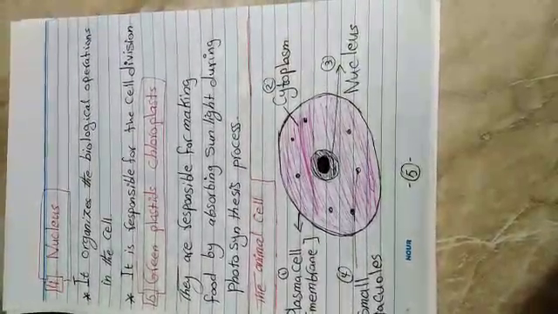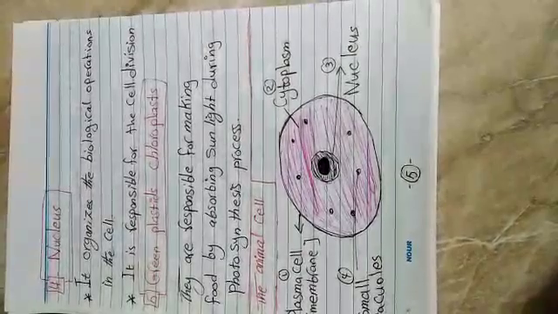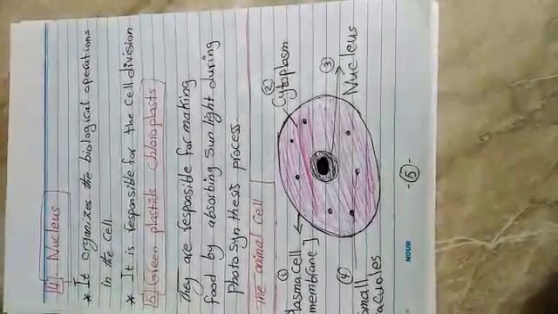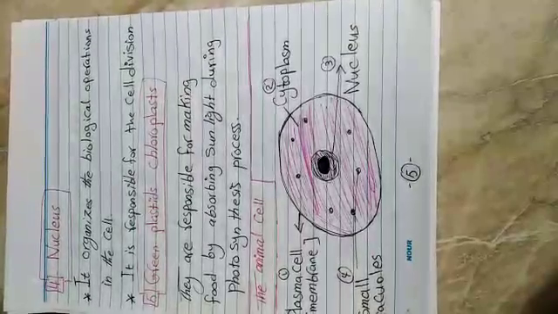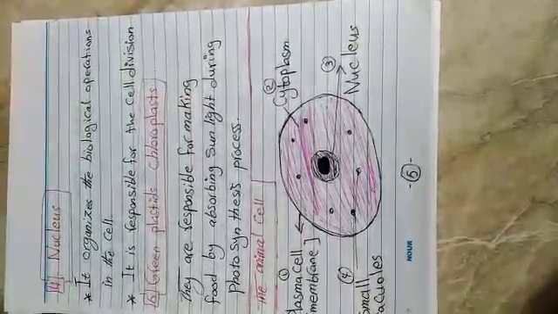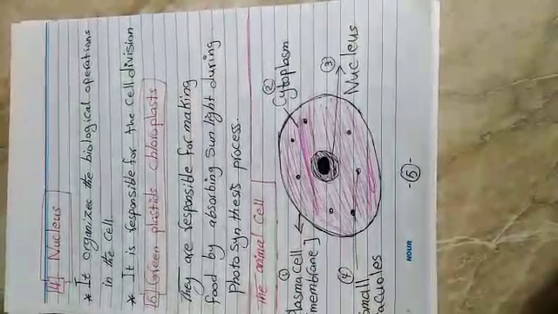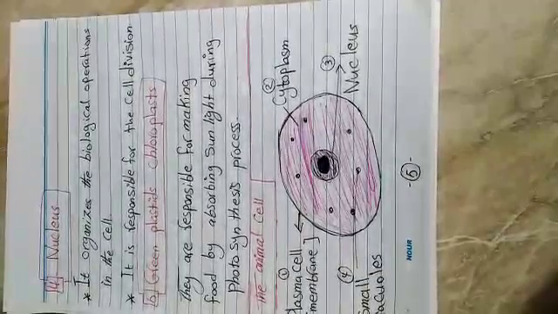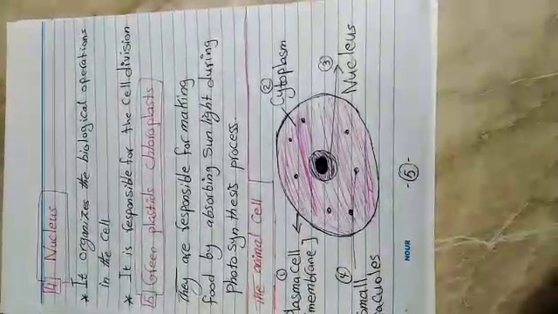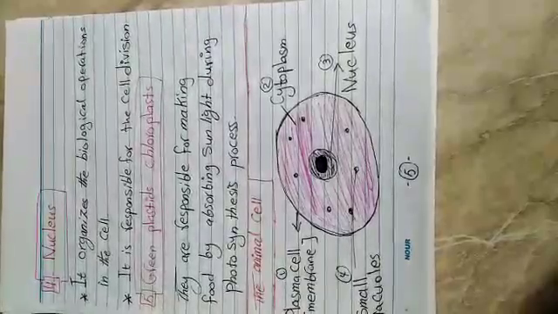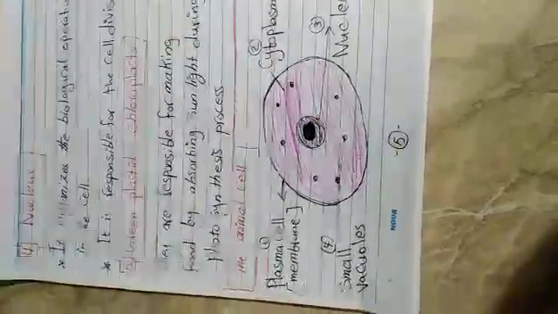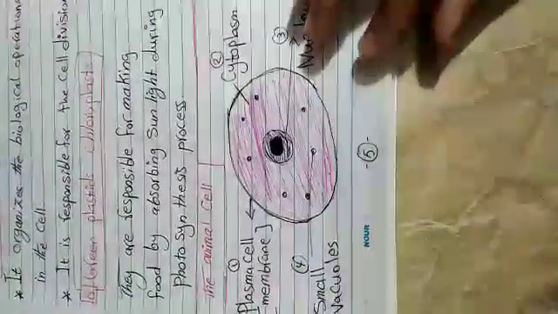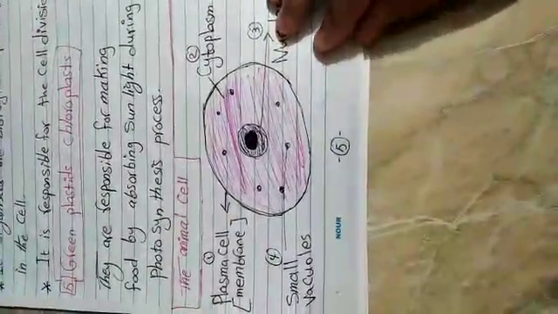Now, let's revise again. The function of the green plastids is to absorb sunlight during the photosynthesis process, to help the plant make its food. Now let's talk about the animal cell, and here is a drawing of the animal cell.